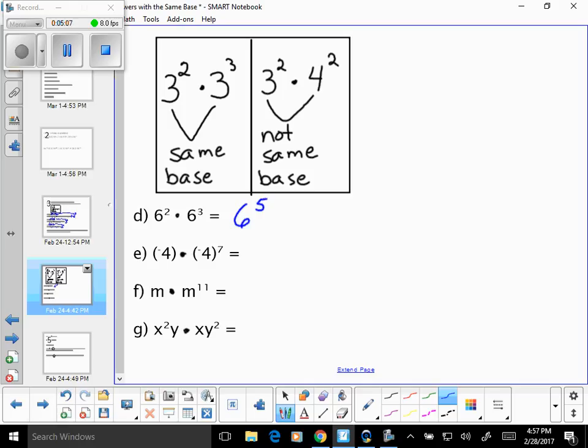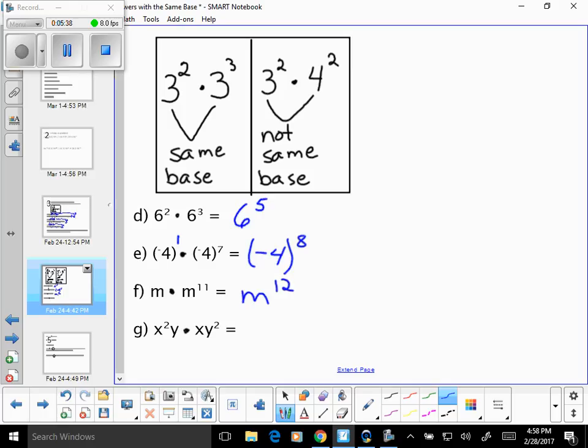In example E, I've seen students who will tell me that it's -4 to the 7th, because we forget that if we don't have a power written down, there is a 1 there. So in this situation, we have -4 inside parentheses to the 8th power, because it's 1 plus 7. You try F. Did you get m to the 12th?